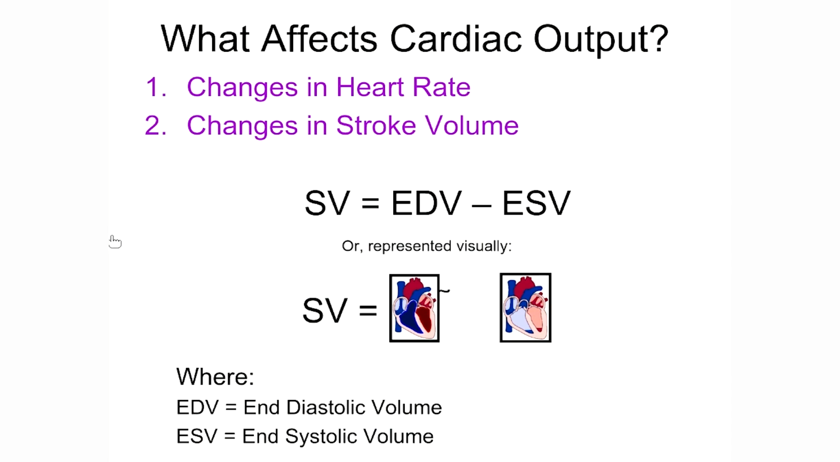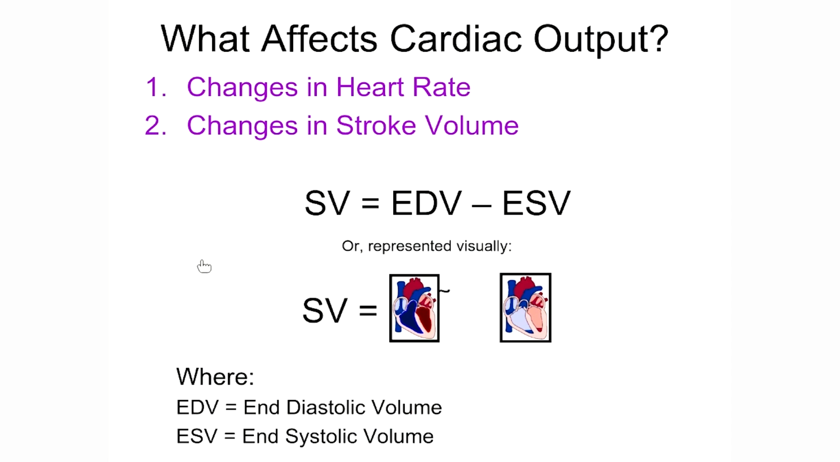So stroke volume is equal to what's known as the EDV. EDV is the end diastolic volume. It's the volume of blood in the left ventricle at the end of diastole, or at the end of the relaxation of the heart. Remember that it's during the relaxation that the heart is filling with blood. So our EDV, or end diastolic volume, is going to be the volume of blood that's in the left ventricle at the end of filling. This is going to be the highest volume of blood.